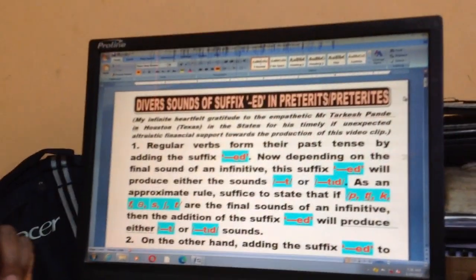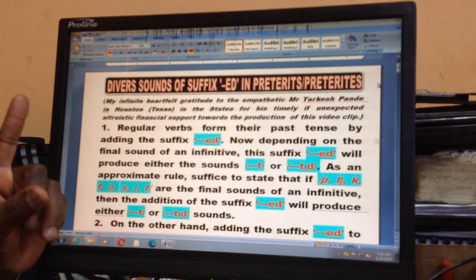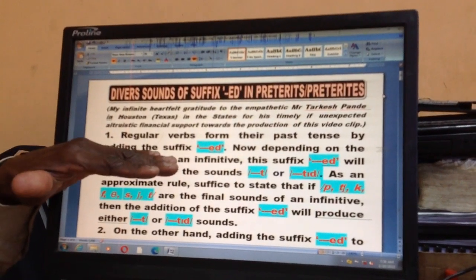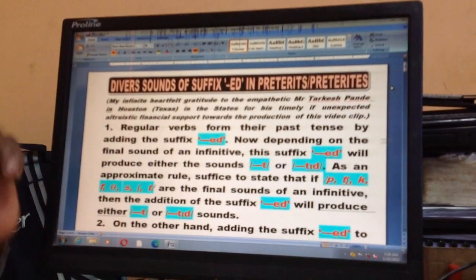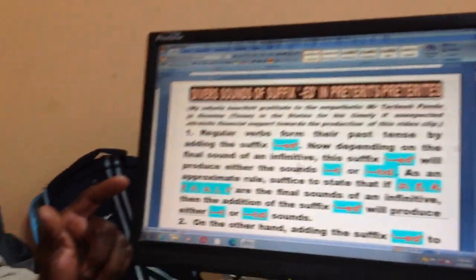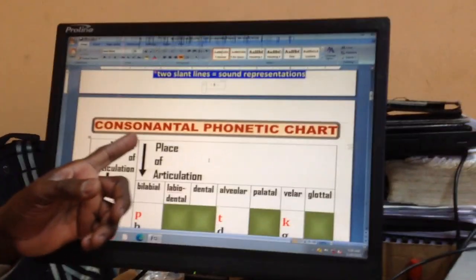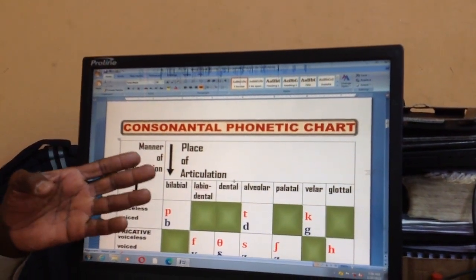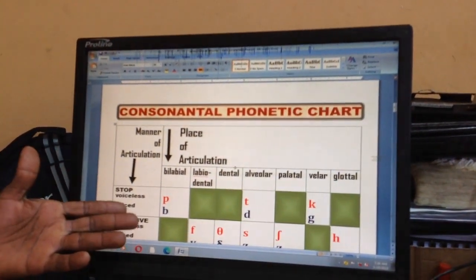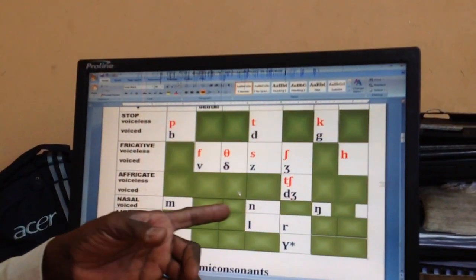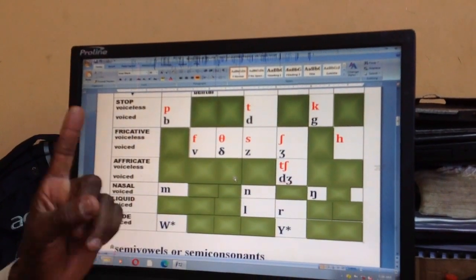Now, the sound of this suffix ed depends on the letter which precedes it. So we are going to see the regular sounds of ed when we go to the phonetic chart. I'm going to show you the chart in question. Here is the consonantal phonetic chart. All students of English have to be familiar with this chart. We have all these symbols representing not the letters, but the sounds.